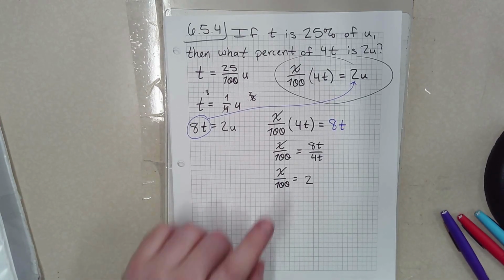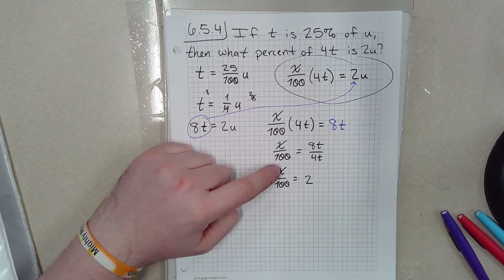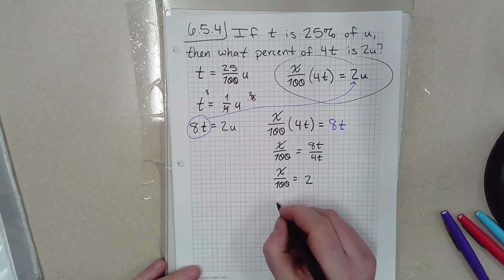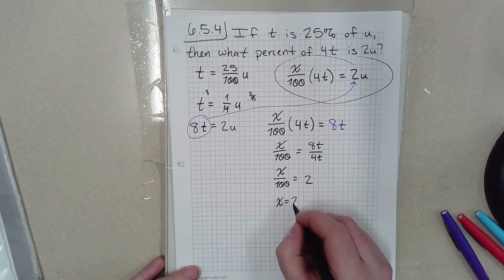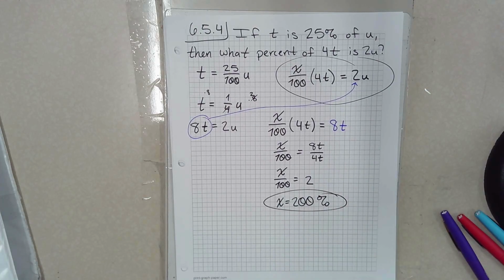So now we have what percent is equal to 2, right? And you might think, oh, well, 2% is equal to 2. If x is 2, 2 divided by 100 does not get us 2. What do you divide by 100 to get 2? 200. So x is 200%. It's 200%.